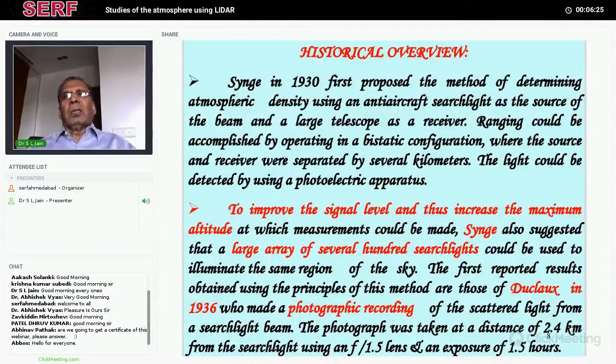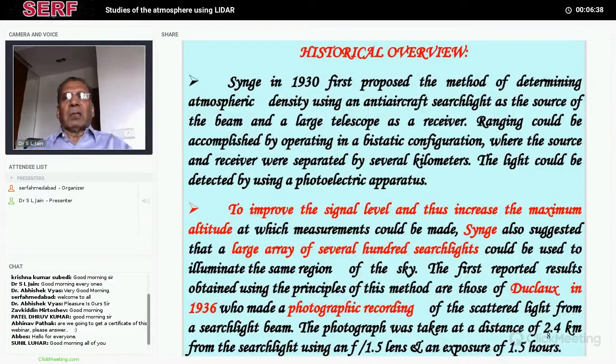Some historical review of how optics started to be used to get various parameters in the atmosphere. So in 1930, when there was no laser, Synge first proposed a method of determining atmospheric density using an anti-aircraft searchlight as the source of the beam and a large telescope as a receiver. Ranging could be accomplished by operating in a bistatic configuration where the source and receiver were separated by several kilometers, and light could be detected by using photoelectric apparatus. Two measurements could be used to illuminate the same region of the sky.